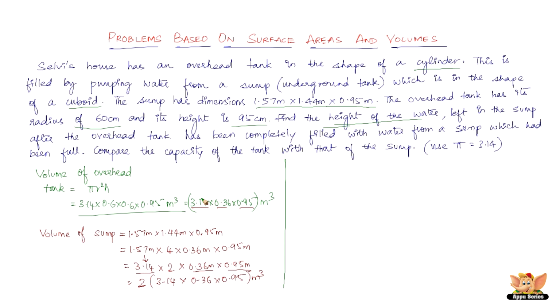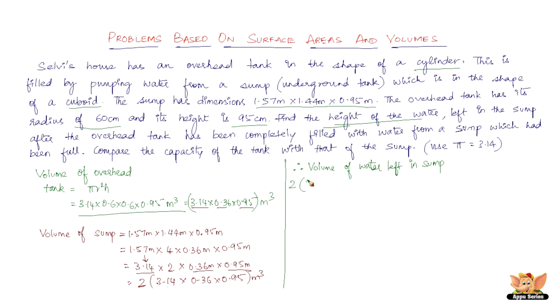But to avoid all these calculations, especially since you're not allowed to use the calculator, here is a nice way to do it. No doubt we are subtracting, but we are not multiplying all these things. So now, the volume of water left in the sump after filling the overhead tank is going to be this minus this, right? Because so much volume is going to be taken away from here.